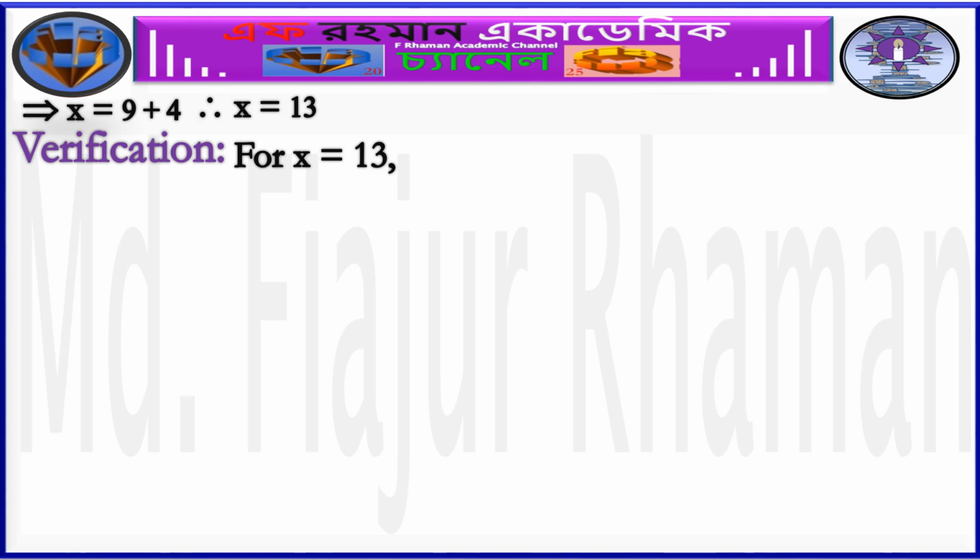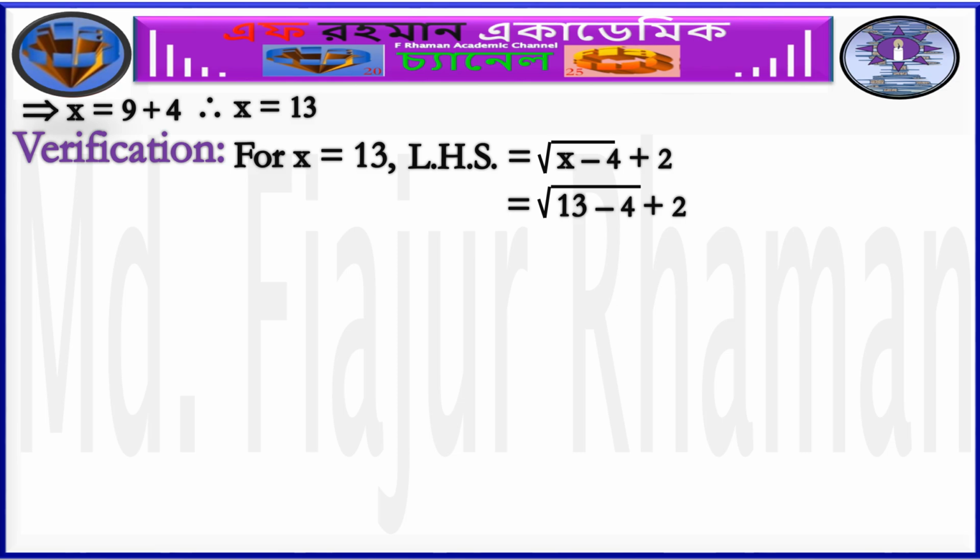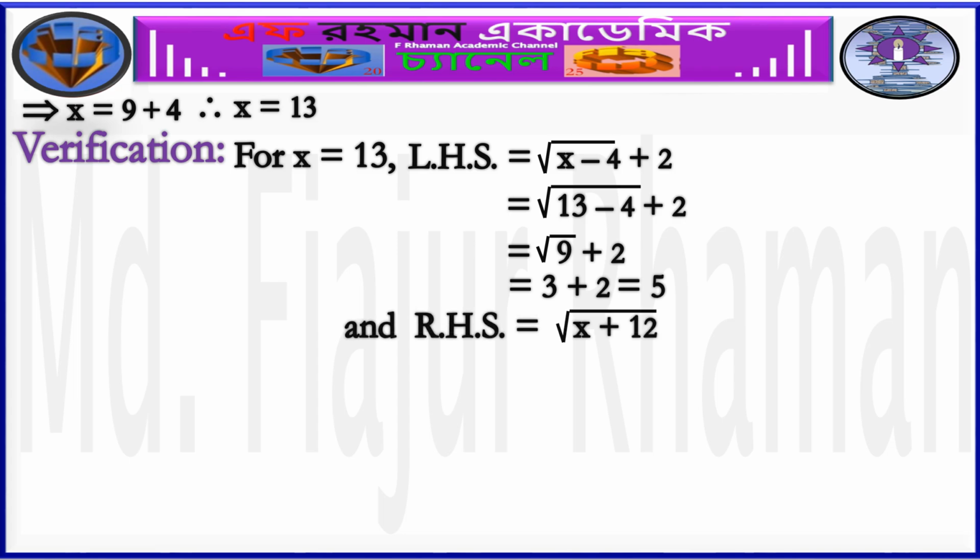Verification. For x is equal to 13, left hand side is equal to square root of x minus 4 plus 2, which is equal to square root of 13 minus 4 plus 2, as x is 13, which is equal to square root of 9 plus 2, as 13 minus 4 is equal to 9, which is equal to 3 plus 2, which is equal to 5. And right hand side is equal to square root of x plus 12, which is equal to square root of 13 plus 12, which is equal to square root of 25, which is equal to 5.